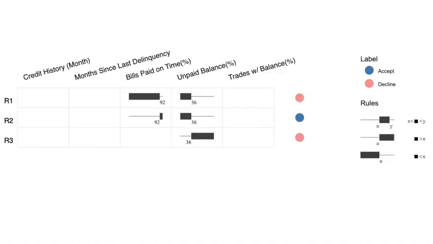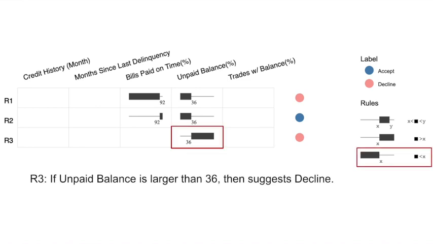Similar to the previous visual representation, here we still put a condition to a specific column based on the feature this condition uses. However, here we use a black rectangle marked with values to represent the condition. If the rectangle is marked with two values, x and y, then it represents a range larger than x and smaller than y. And if the rectangle only has one value, x, marked on the left side, then it represents a range larger than x. For the rectangle with only value x marked on the right side, it means a range smaller than x. For example, the third row represents the rule R3. If unpaid balance is larger than 36, then suggests decline.